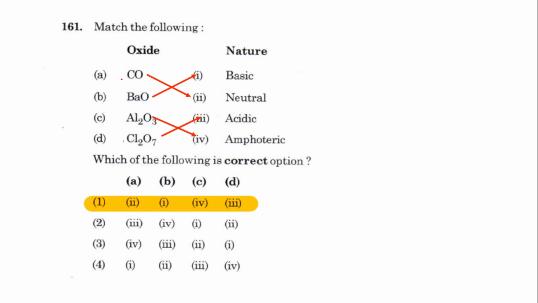Next, match the following. Carbon monoxide is a neutral ligand, barium oxide is basic in nature, aluminum oxide is amphoteric, and Cl2O7 is acidic in nature. So A is 2, so only one option is there, so this is correct.